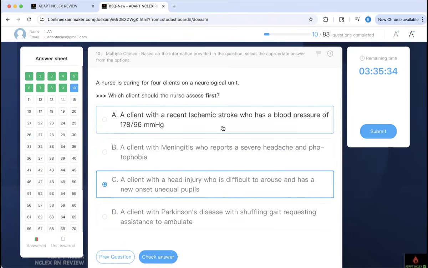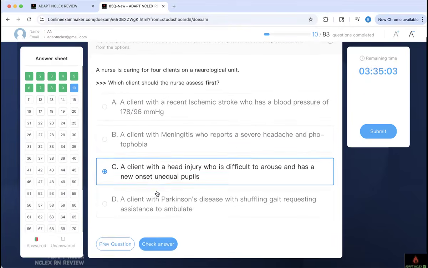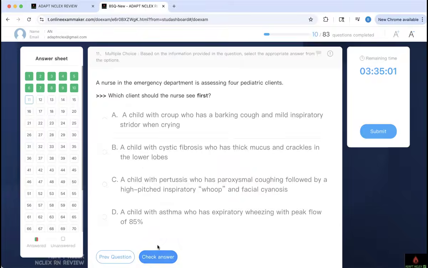If you have stroke, we can allow permissive hypertension. So your blood pressure 178/98 is okay. Sometimes we can let you go up to like 200 the first 2 days, but that is not a priority. Meningitis, headache and photophobia are expected findings. And for the Parkinson's disease patient, shuffling gait is a safety question. But this patient's headache is bad. He's having difficulty being aroused and unequal pupils. Changing GCS, we have to see that patient.